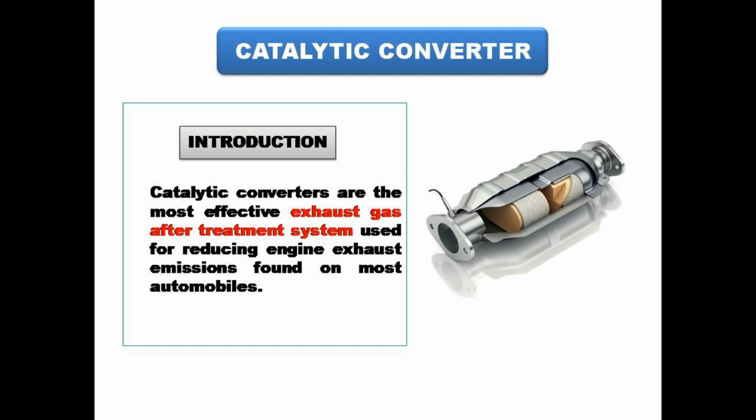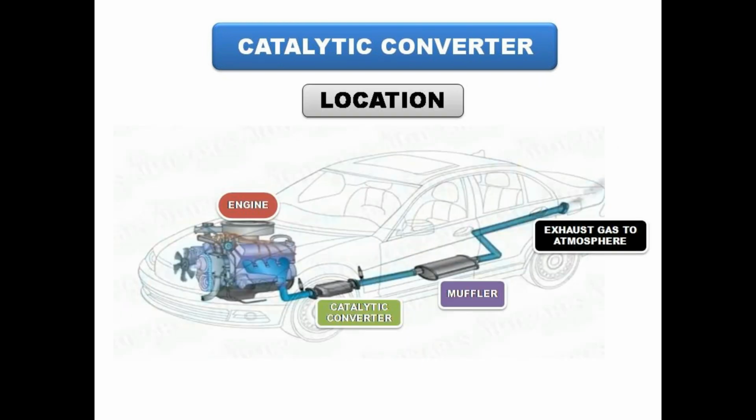What is a catalytic converter? Catalytic converters are the most effective exhaust gas after treatment system used for reducing engine exhaust emissions found on most automobiles. The catalytic converter is a part of an automobile exhaust system. The catalytic converter, which resembles a muffler in shape, is located between the engine and the muffler.